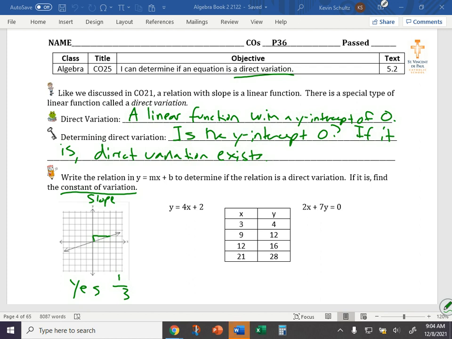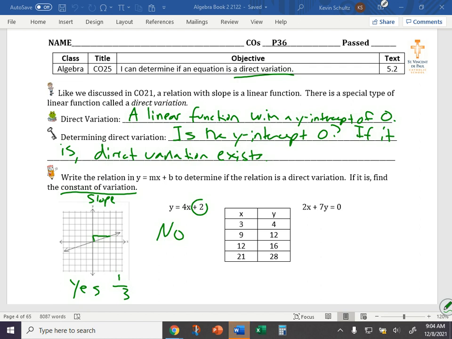y equals 4x plus 2. What's the y-intercept of that equation? Max? 2. Is it direct variation, Max? No. Why not? Because the y-intercept is not 0. Good job, Zach. I almost called you Zach. No, direct variation does not exist because it's got a y-intercept of 2 and not 0. Okay.